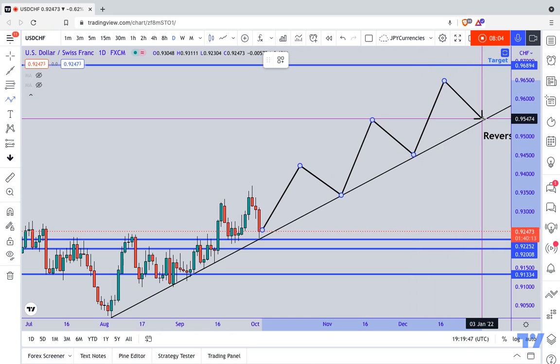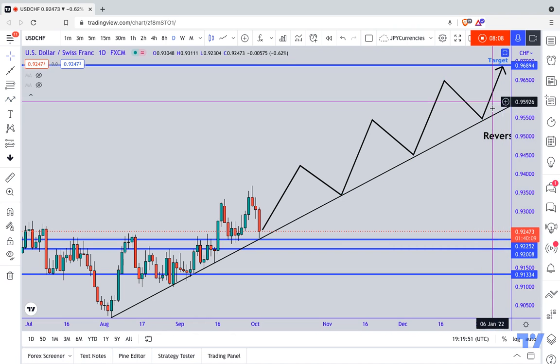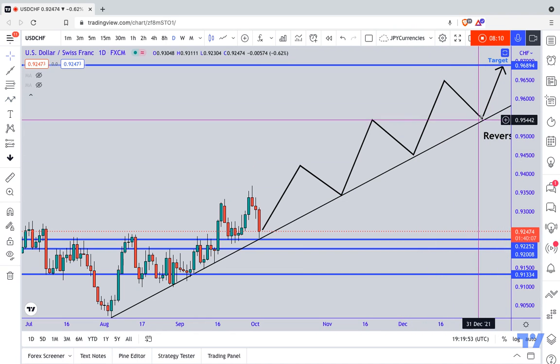This is not perfect. We're probably going to break the trend line at some point, just to trap the sellers.